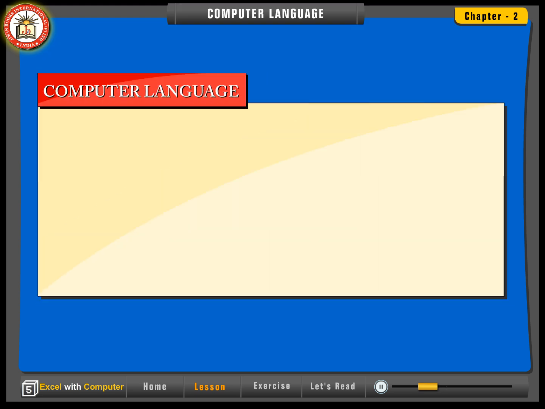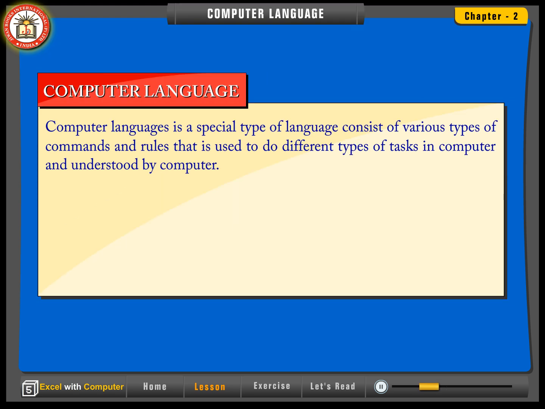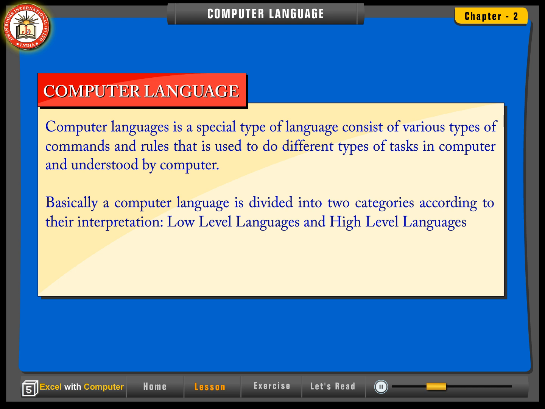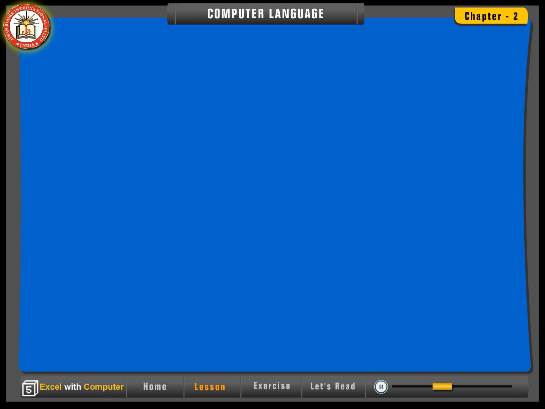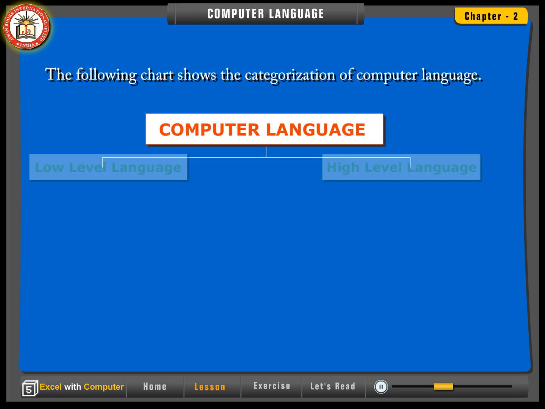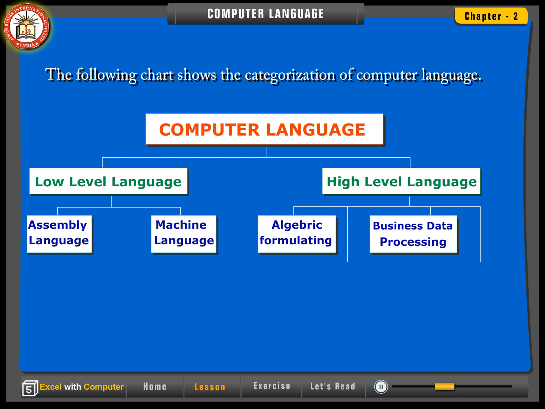Computer language. Computer language is a special type of language consisting of various types of commands and rules that is used to do different types of tasks in computer and understood by computer. Basically, a computer language is divided into two categories according to their interpretation: low-level languages and high-level languages. The following chart shows the categorization of computer language.